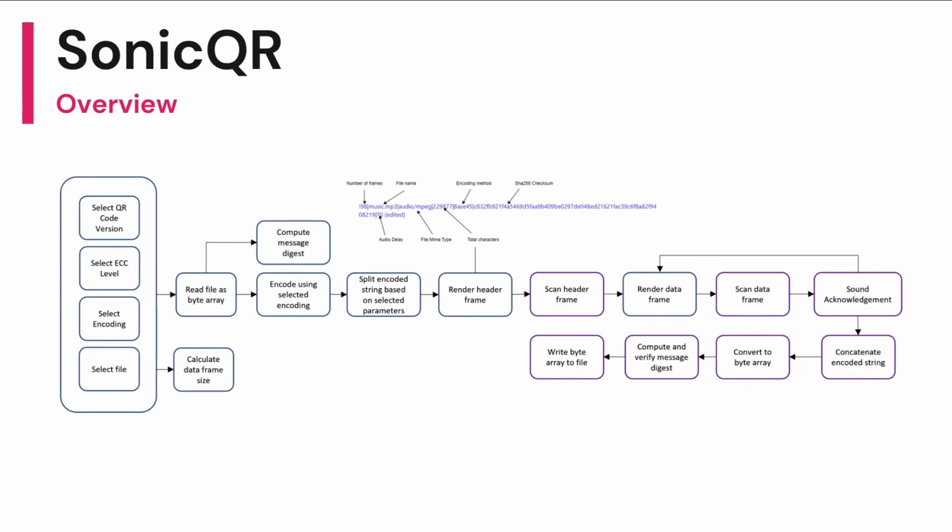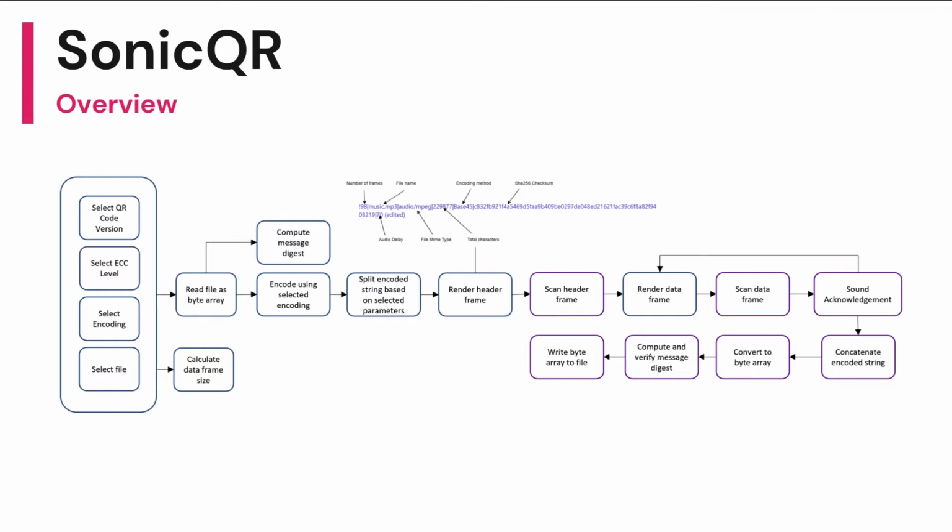This is the overview of SonicQR file transfer protocol. The activities handled by the SonicQR Web are outlined in blue, while SonicQR Mobile is outlined in purple. Firstly, SonicQR Web will generate a message digest on the byte array of the file before encoding it into the selected encoding type. We recommend base 45 as it is more efficient, as this encoding uses alphanumeric mode of QR code, reducing the total number of data frames by 20% as compared to base 64.